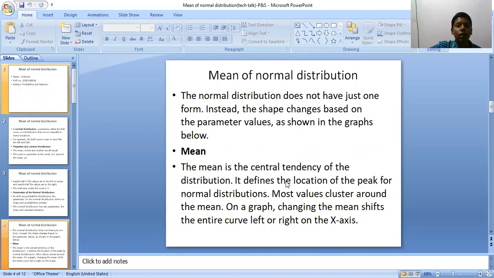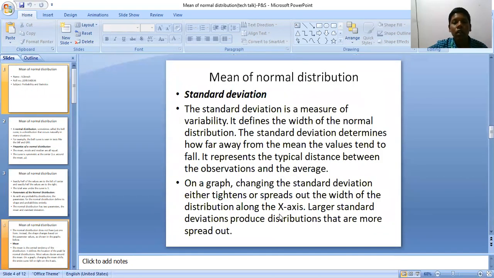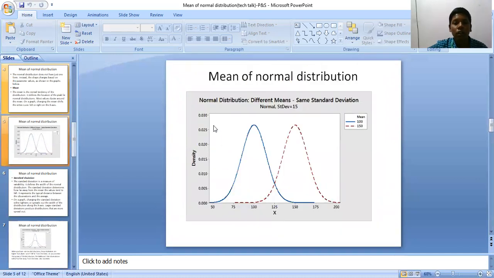Mean. The mean is the central tendency of the distribution. It defines the location of the peak for the normal distributions. Most values cluster around the mean. On a graph, changing the mean shifts the entire curve left or right on the axis. The graph of normal distributions with different means and the same standard deviation is shown. On the y-axis, it is taken as the probability density function. On the x-axis, it is taken as values.